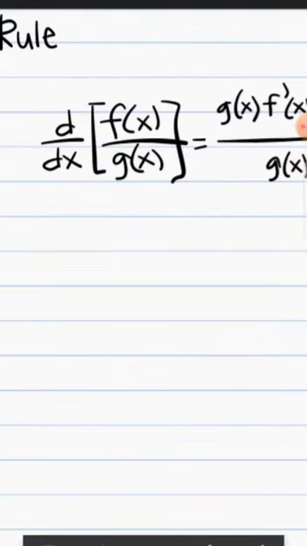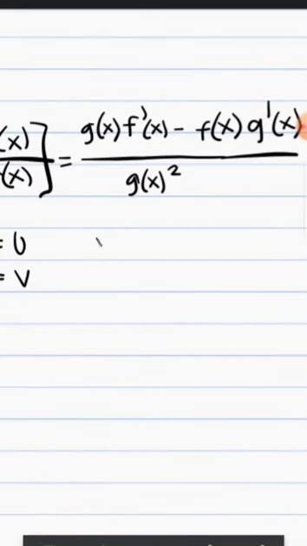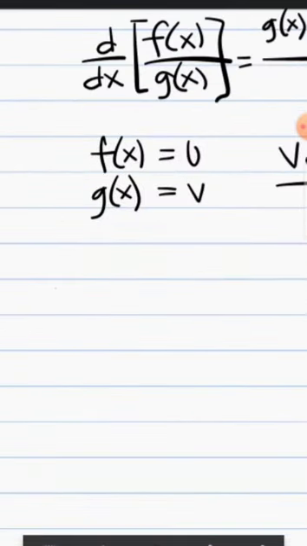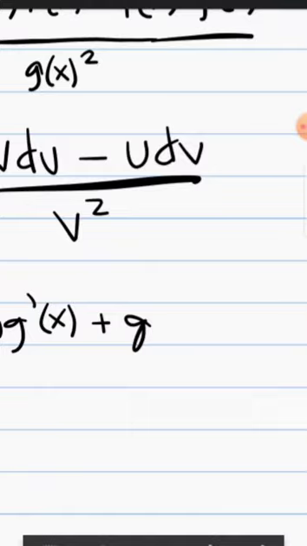So if we say that f of x is equal to u and g of x is equal to v, then this will just equal v du minus u dv over v squared. Alright, so from the product rule, we know that the derivative of the product of two functions is equal to the first times the derivative of the second plus the second times the derivative of the first.